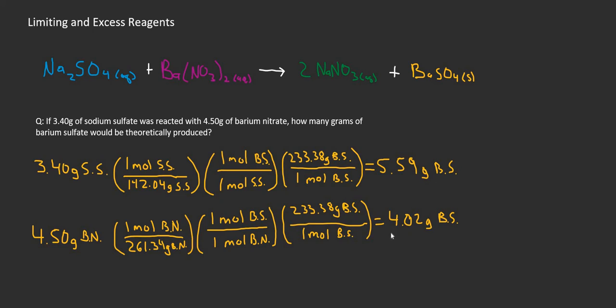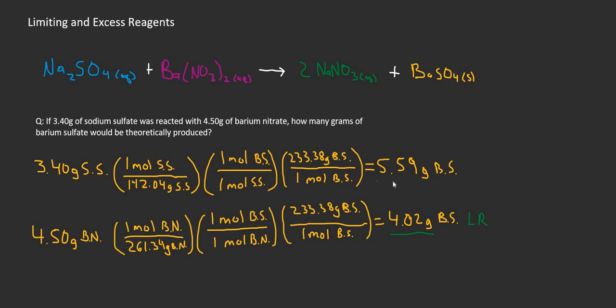Because this one here is smaller, we'll call this the limiting reactant, which I'll abbreviate as LR. So this number here of 4.02, because it comes from the limiting reactant, which is barium nitrate, 4.02 grams is the answer to the question of how many grams of barium sulfate would be theoretically produced. Remember how I said it's determined by the limiting reactant? Since this is from barium nitrate, the theoretical amount of barium sulfate that we can produce is 4.02 grams, because that's dictated by the limiting reactant.